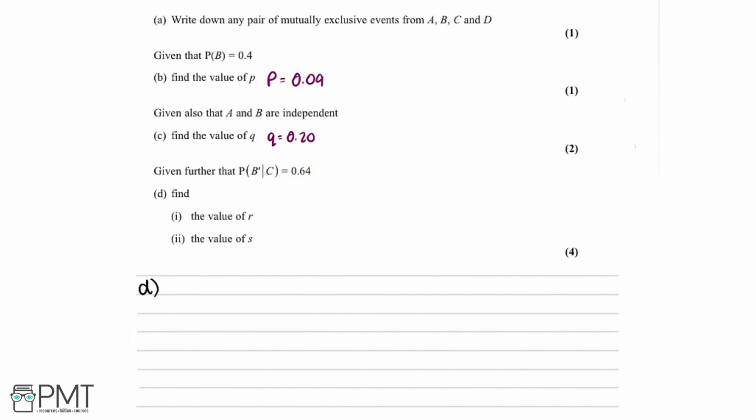And part D says we need to find firstly the value of R, and then the value of S, and this is for 4 marks. So referencing the formula for conditional probability in the formula booklet, we can write out that the probability of not B given that C is the probability of the intersection between C and not B all over the probability of C. So we want to see what this equals.